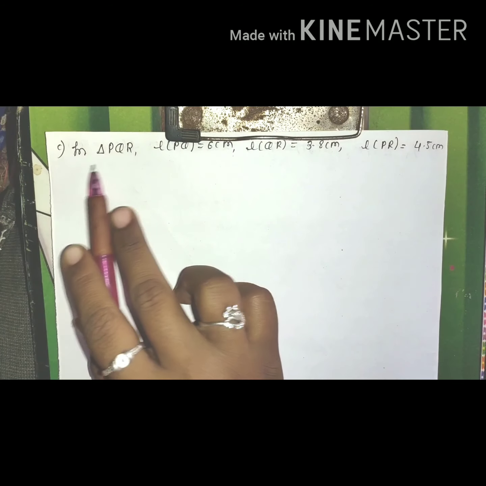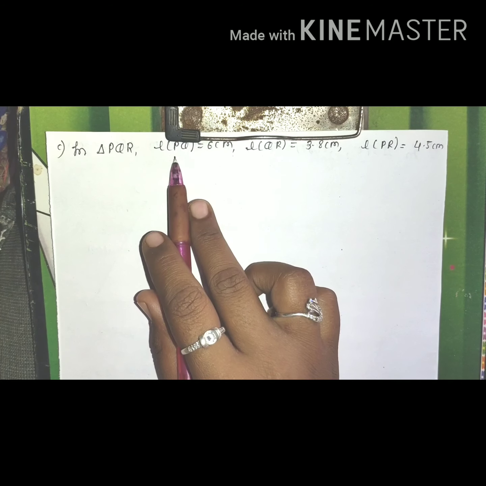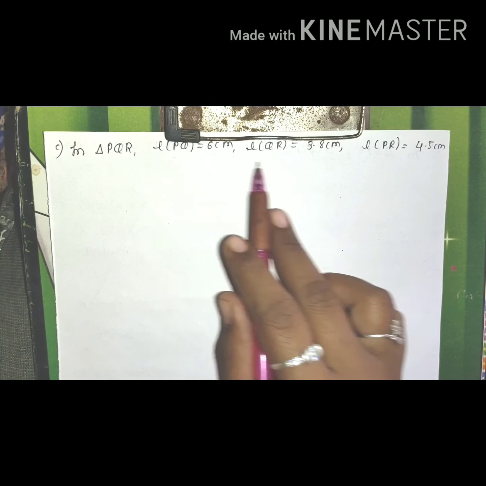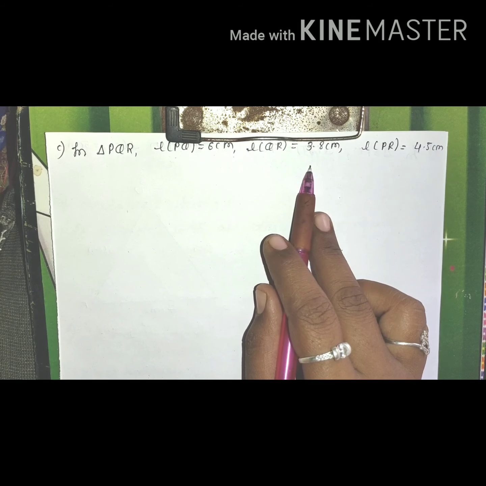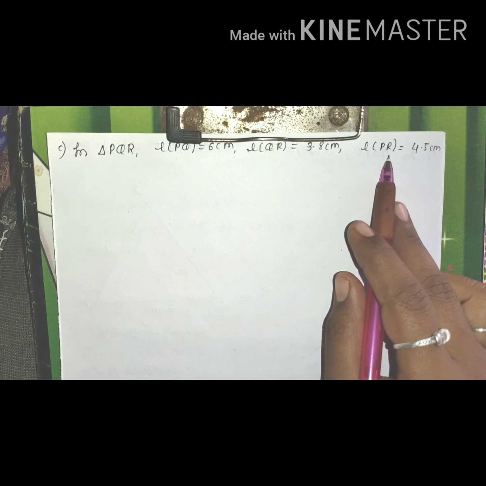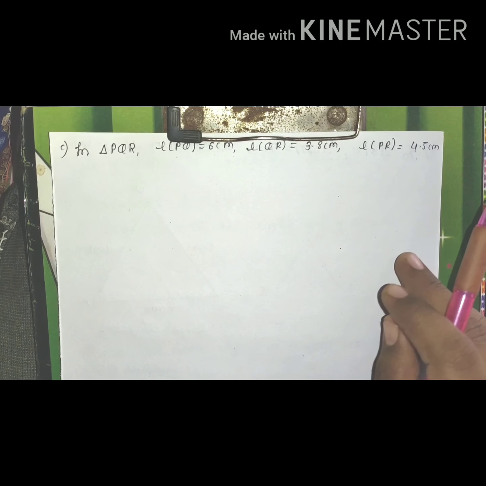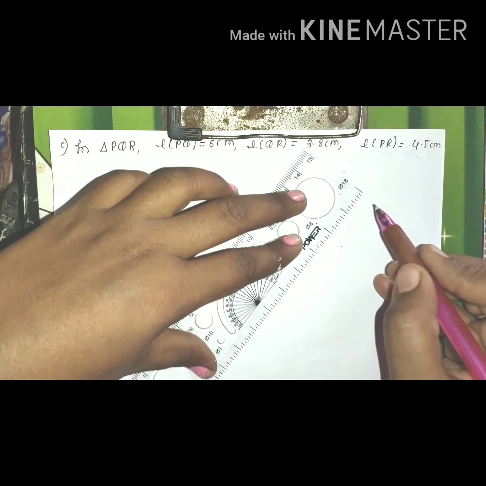Question number C. In triangle PQR, length PQ is equal to 6 centimeter, length QR is equal to 3.8 centimeter, length PR is equal to 4.5 centimeter. So first of all, draw the rough figure.